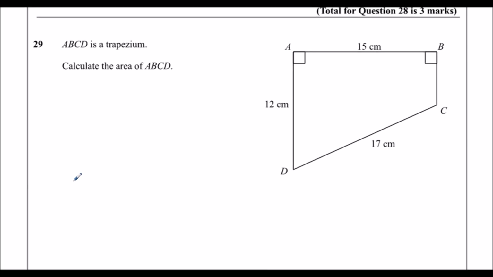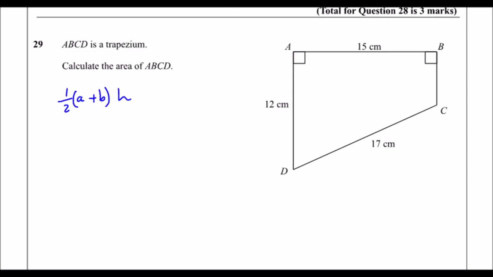Question 29. ABCD is a trapezium. Calculate the area of ABCD. So we need to find the area of the trapezium. So it's half times A plus B times the height.